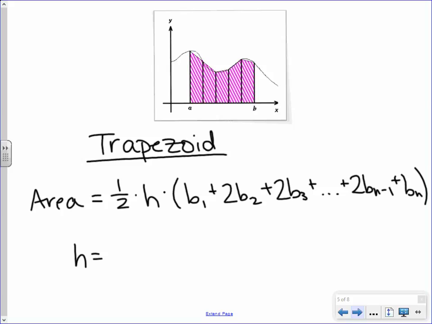Our height is always our change in x. It's like the width that we use for our rectangles. And our bases are always the function values there. So if you need a general formula to look at, there it is.